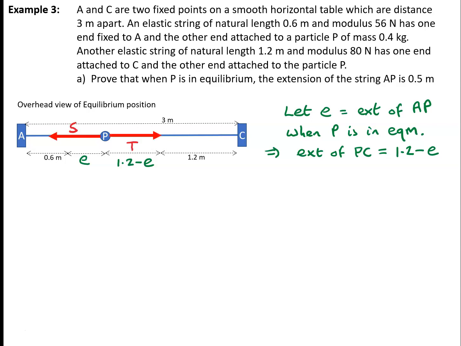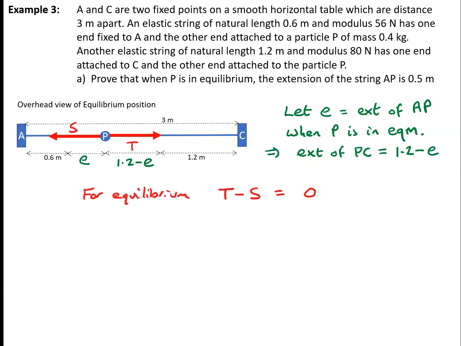Putting now the forces onto the diagram, we've simply got the two tensions because we're simply putting the horizontal forces on. Don't need to worry about the vertical forces in this question. So, Newton's second law, we've got T minus S must equal 0, resultant force equals 0. S is going to be equal to the modulus of the string, which is 56, times by the extension of the string PA, which is e, divided by the natural length, which is 0.6.